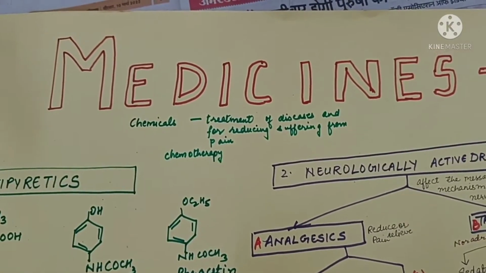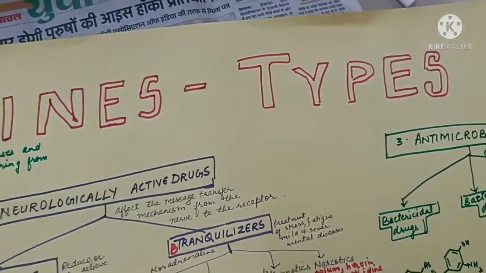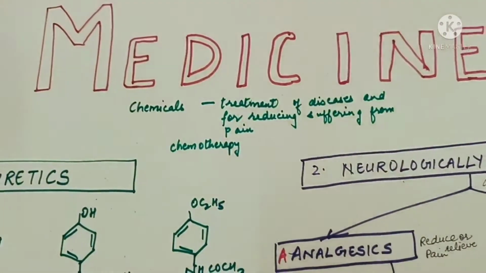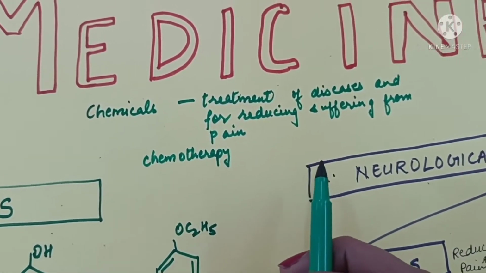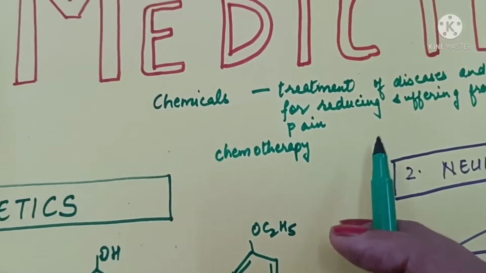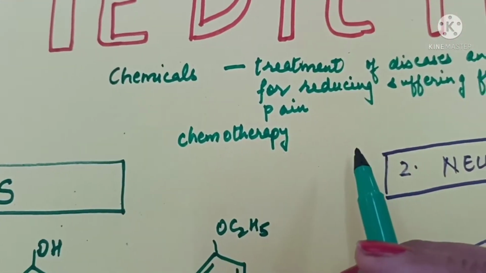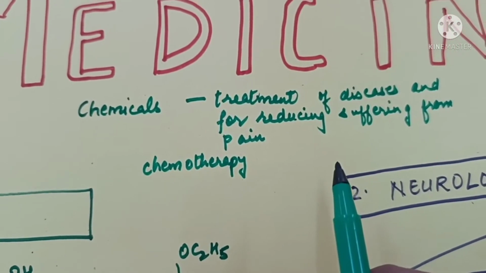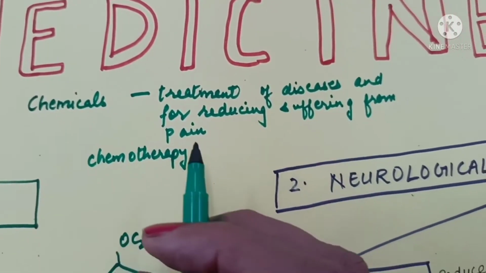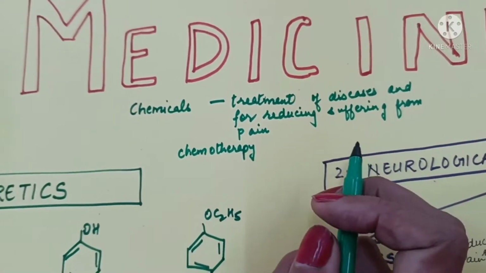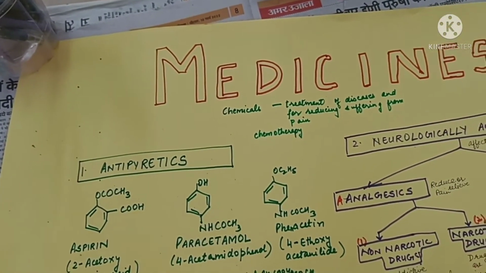Today we will study about medicines and their types and therapeutic actions. So, chemicals that are used for treatment of diseases and for reducing suffering from pain are called medicines or drugs. Chemotherapy is the science in which suitable chemicals are used for treatment of diseases. These chemicals have specific effects and accordingly they can be classified in allopathy based on their pharmacological action.